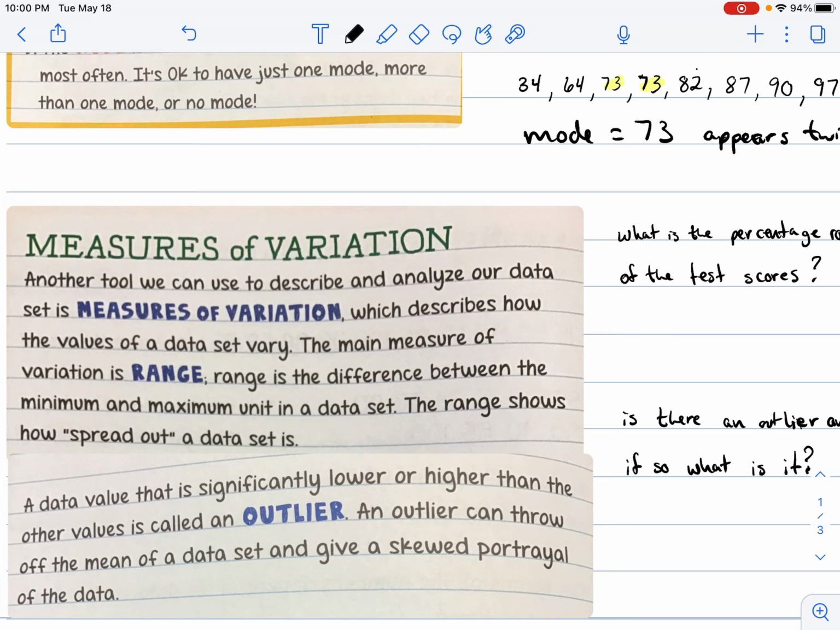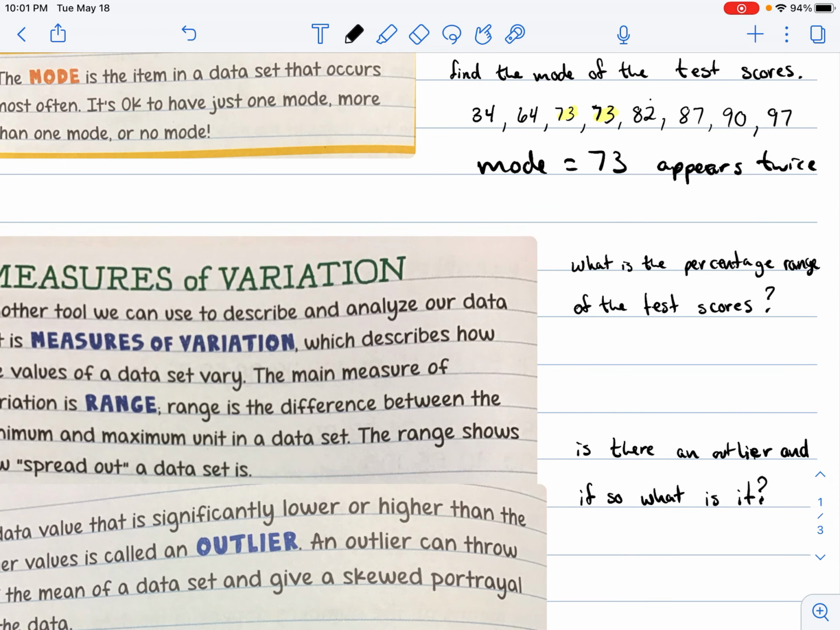So looking at the test scores, when you have it in order, it makes it really easy. Our minimum is 34. Our maximum is 97. So to find our range, we're going to take 97 minus 34. And what we get here is that there is a range of 63 points. So from our least score to our highest score, there's a difference of 63.